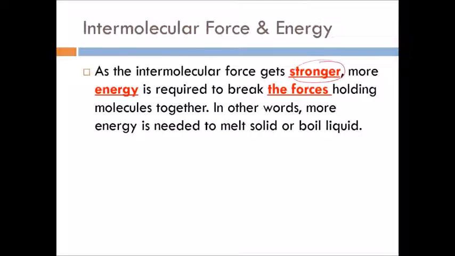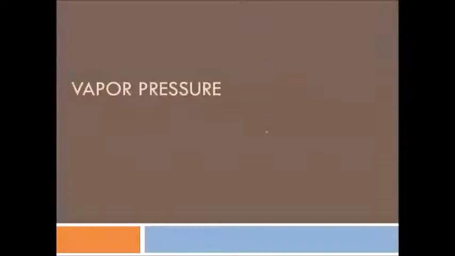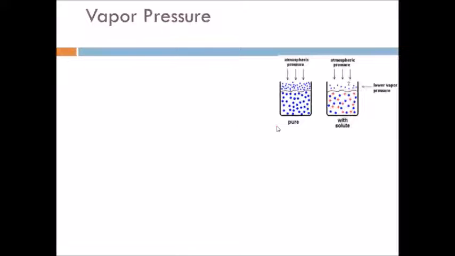Now, the stronger the force is, the more energy needed to overcome or break the forces. So we have to overcome them a little bit to melt. We have to completely overcome them to boil. So this is where this comes into play with the heat and thermo. So looking at vapor pressure. Vapor pressure data. Vapor pressure is the gas that stays on the top layer of the liquid.